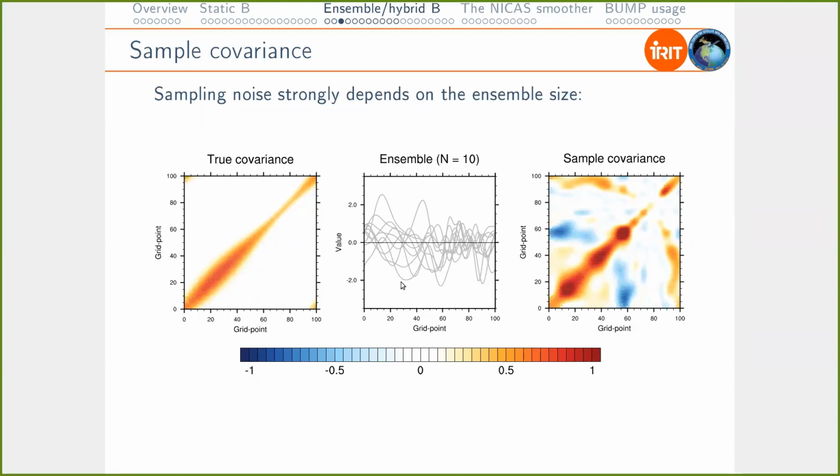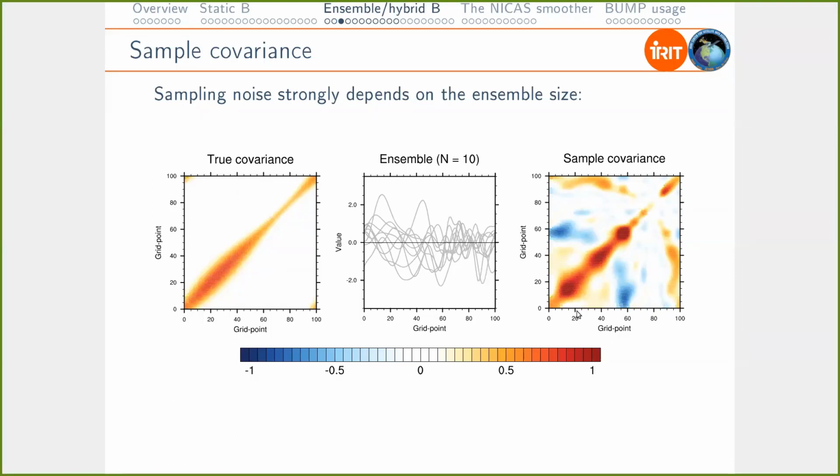Here it's just a very simple experiment with a 1D system where I defined a true covariance matrix here on the left, and I took its square root to randomize it and define an ensemble with here 10 members in the middle. And on the right, I compute the sample covariance using these 10 ensemble members. We can see some structures on the diagonal, but we also have a lot of noise compared to the left panel.